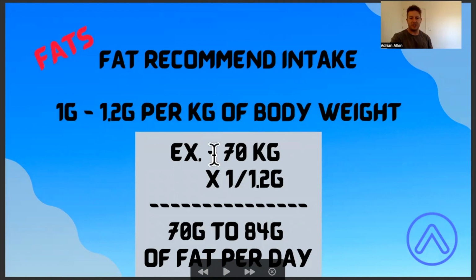So let's take John or Sheila again at their 70 kg. We multiply 70 kg by 1 to 1.2, which would equal 70 grams to 84 grams of fat per day. So when we multiply 1.2, we take our number here. Our recommended fat intake per day will be 1 gram to 1.2, and you do the maths, and that's how many grams of fats you need per day. Remember, fat is a macronutrient.